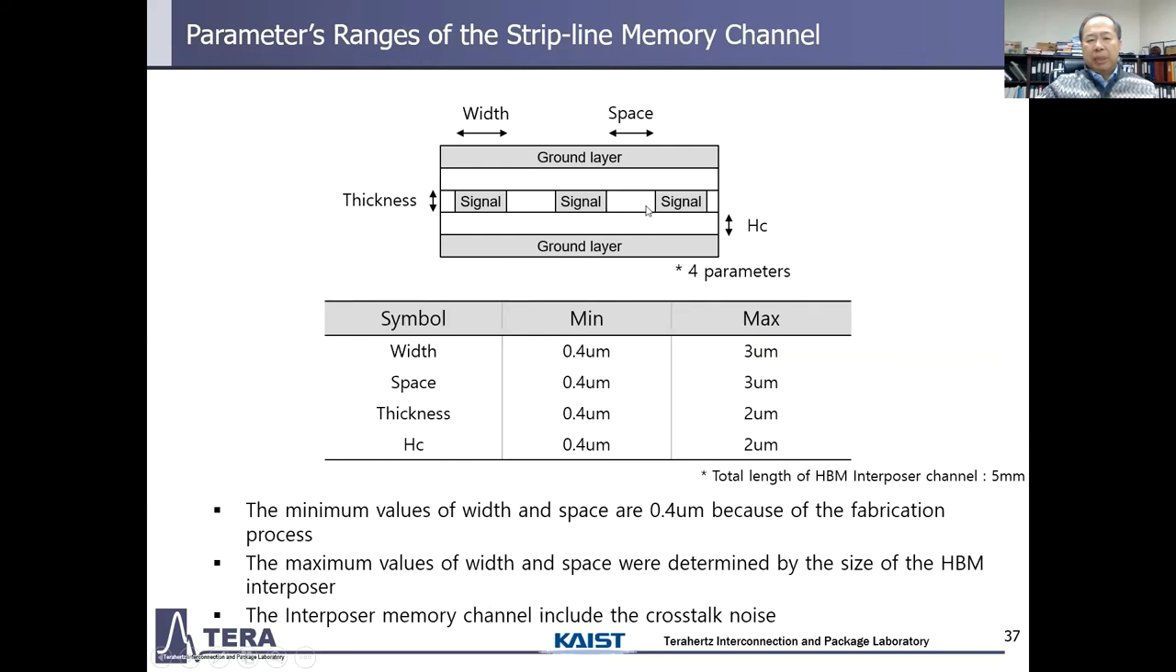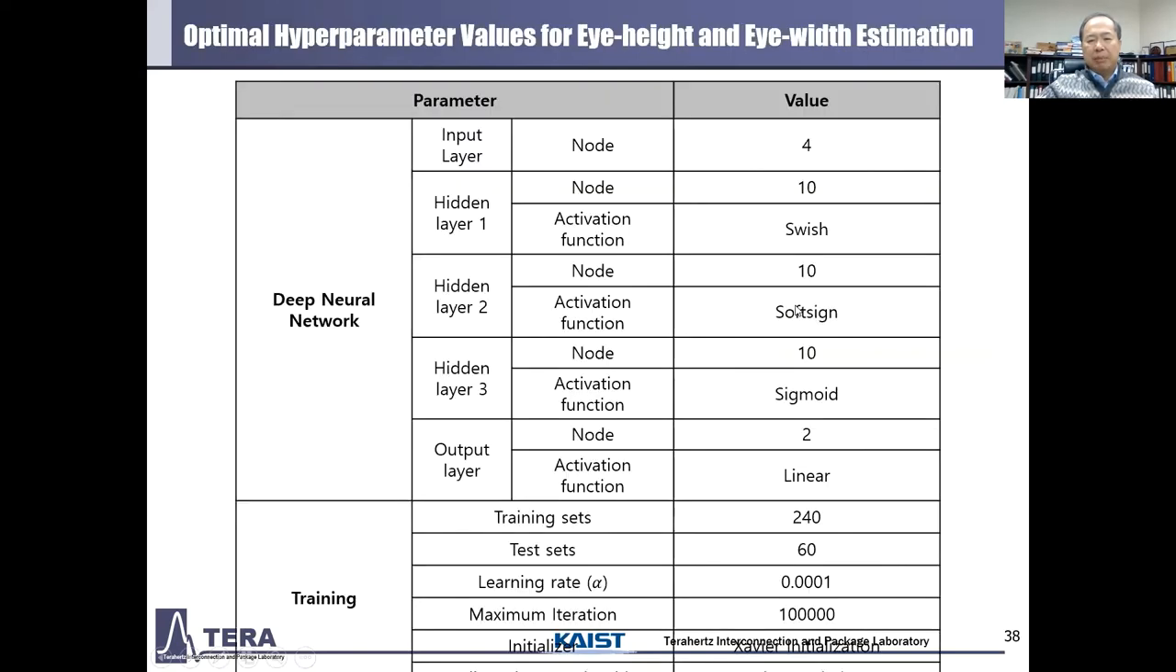And this is the interconnection structure we used for this validation, and we choose the input minimum and maximum range usable for HBM design. This is the actual, very simplified neural network. We have three hidden layers, an input layer, and an output layer. We have 240 training sets and 60 test data sets, the learning rate was 0.0001, and the maximum iteration was 1 million.